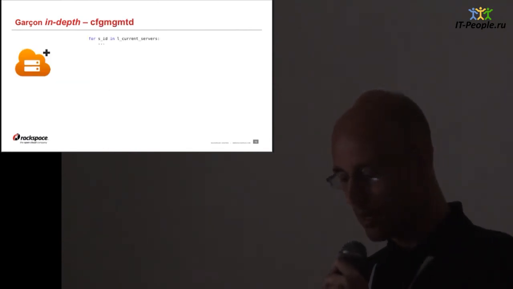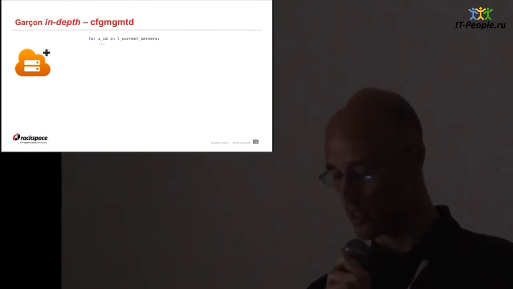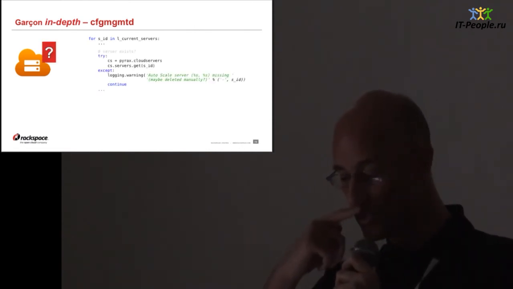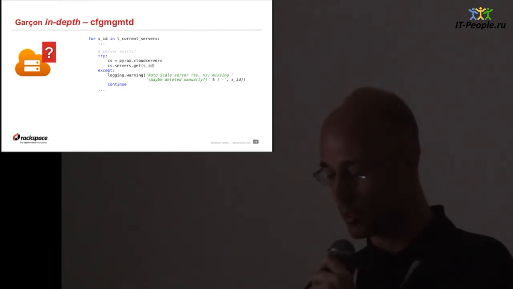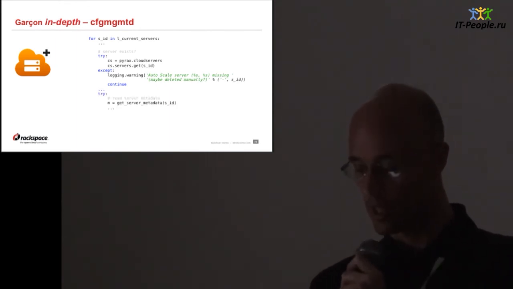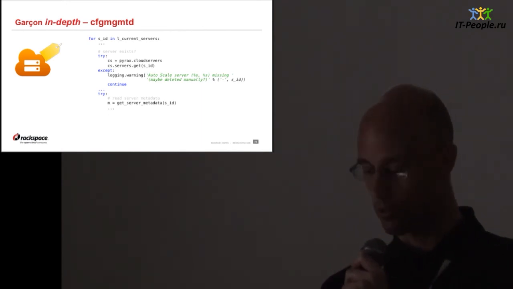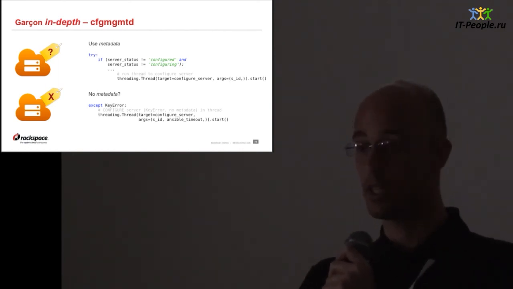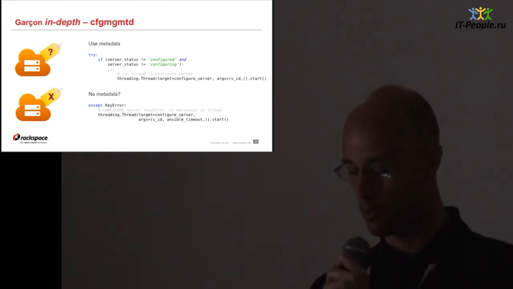So now it's time to discuss the configuration management daemon, which is the second daemon able to run Ansible. You just need to ensure that the server is connected and ready. You need to get metadata to know if that server is already configured or not. If it's already configured, you can skip it. If you get an exception, it means there is no metadata, so it's not configured, and you just need to run Ansible against it.